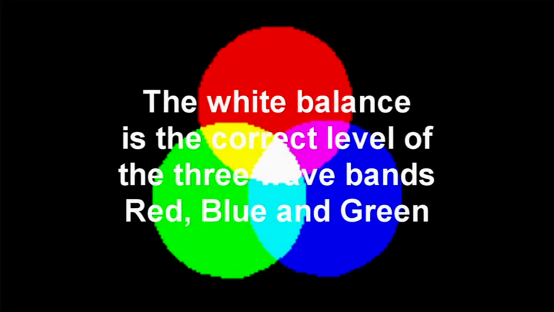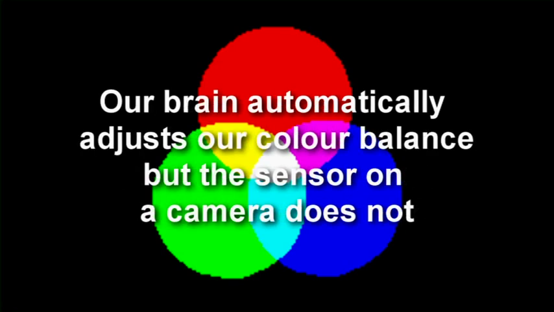The colors are only recorded properly when the three wave bands are in correct balance. Our brain automatically adjusts these colors in fluorescence, incandescent, and halogen lighting. Most people are not aware of the changes compared to normal daylight. The sensors will pick up on this, and unless the correction is made, the result will be unnatural colors. The white balance control makes these corrections.